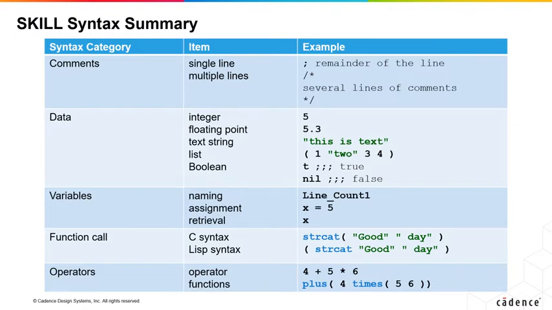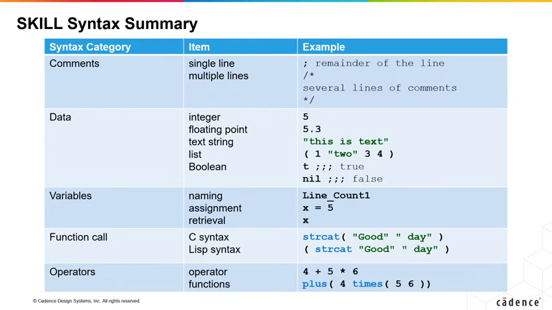Next, we have the Lisp syntax, and that is basically the same as the C, except the parentheses are on the outside. So the parenthesis occurs first, then the function name, then the input arguments, followed by the closing parenthesis. Skill allows either of these syntaxes within your program. You can intermix them if you want. Typically, you will see programs written either entirely in C or entirely in Lisp.